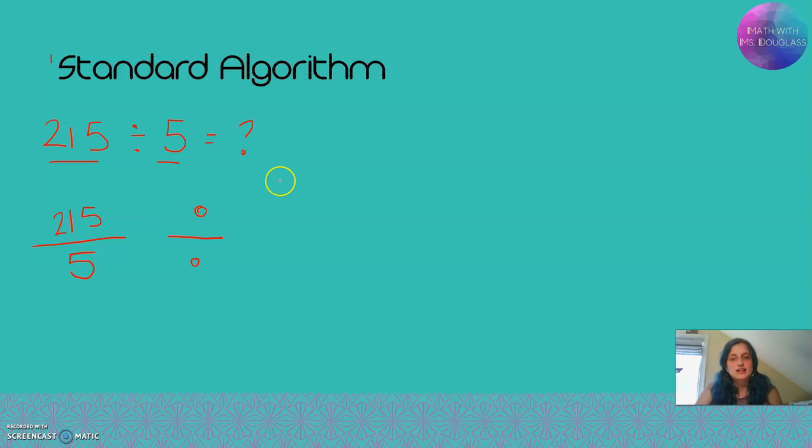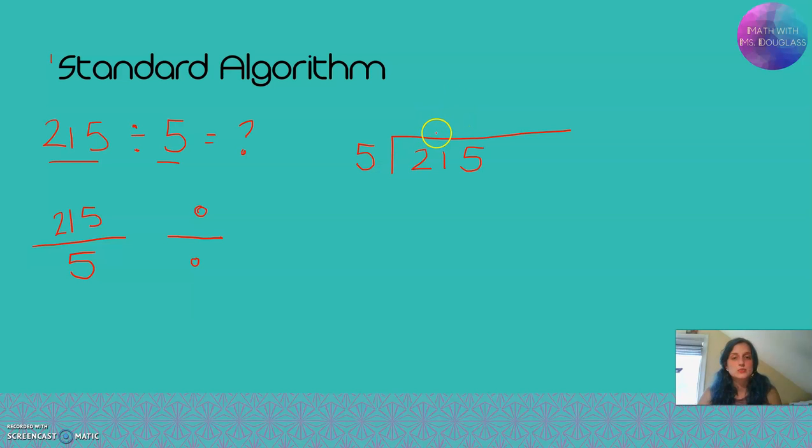But when we do the standard algorithm, we normally do this method, the house. The dividend, what you're starting with, goes inside. The divisor, how many groups or make groups the size of, is going outside. And then we're going to write our answer up here in the quotient.